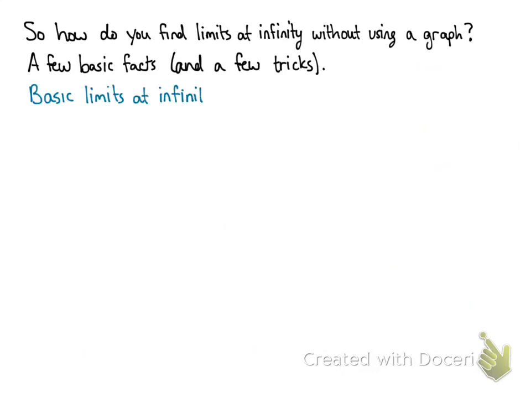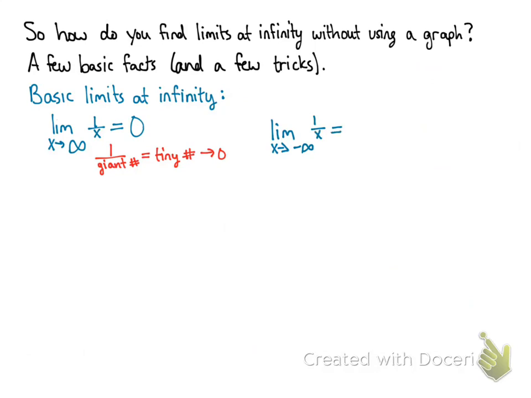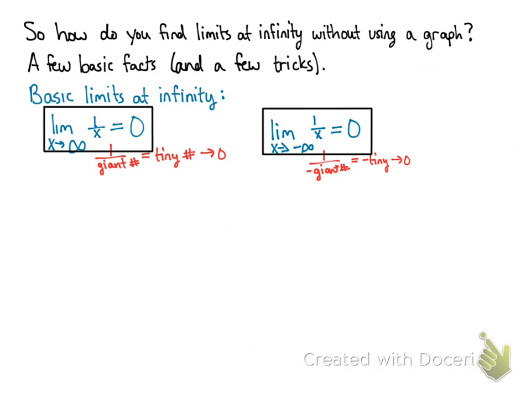So the basic limits at infinity have to do with the fact that when x is approaching infinity, when x is getting really big, 1 over x looks like 1 over giant numbers. 1 over a giant number is a tiny number, so this approaches 0. This limit is 0. Likewise, as x approaches negative infinity, 1 over x looks like 1 over a negative giant number. That's a negative tiny number. That's still going to 0, so that limit is also 0. These are the two sort of basic, simplest limits at infinity.